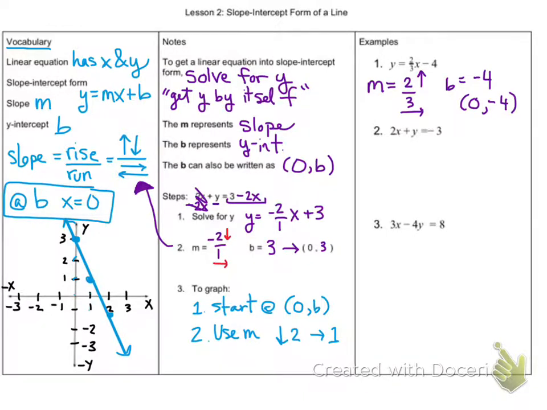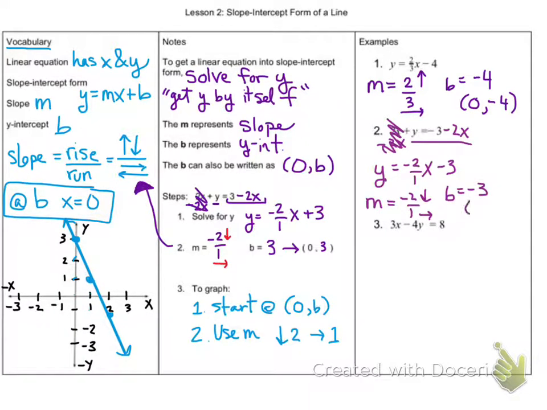In number 2, to get y by itself, I need to subtract 2x from both sides. And then to get it in intercept form, I'm going to rewrite it: -2 over 1x minus 3. m is -2 over 1, which means down 2 over 1. And b is -3, which means 0, -3.